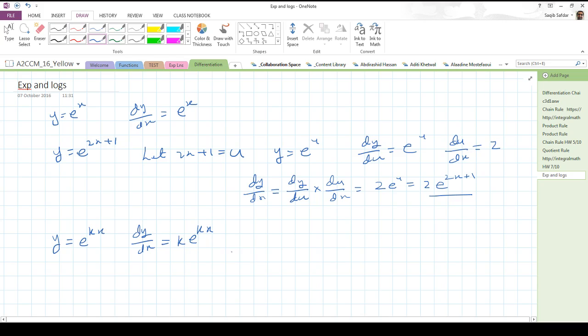Can you see where that's coming from, the chain rule? So e to the kx is your e to the u part, and you differentiate the kx to give you k. And when you multiply them out, you end up with k e to the kx. Is that okay for everyone?